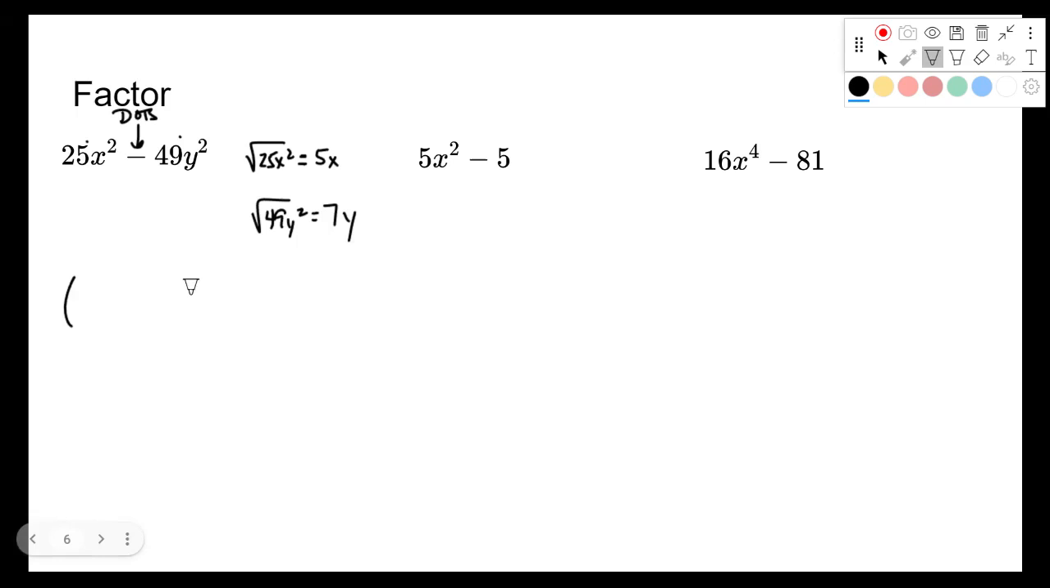So now I'm going to factor this. I got to get 25x squared in the front, and the square root of 25x squared is 5x. So I'm going to put a 5x there and a 5x there. 5x times 5x, 25x squared.